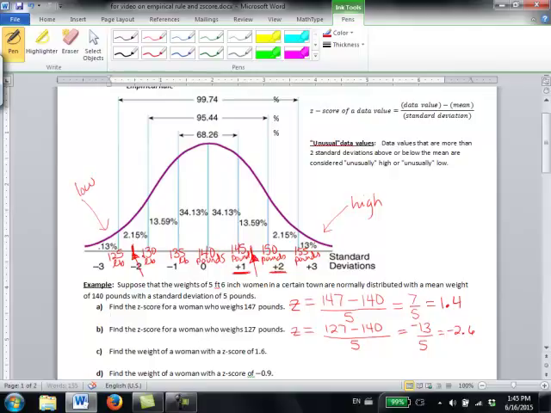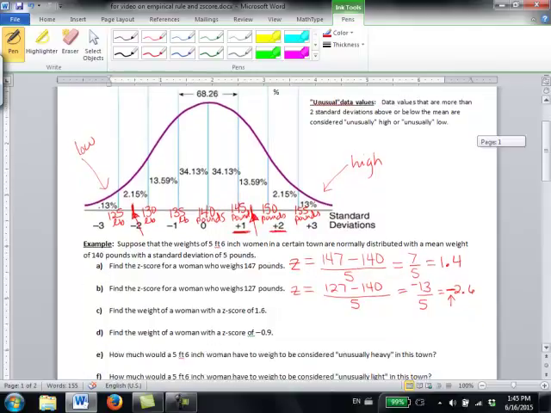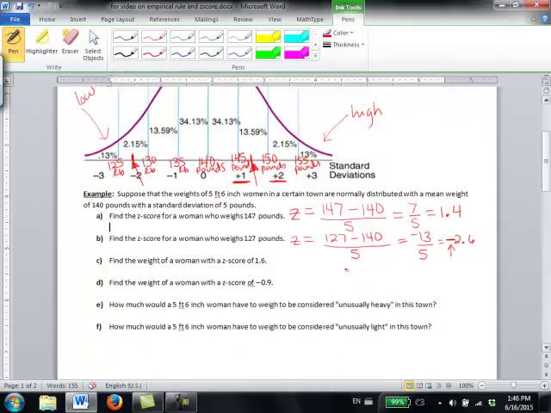Notice she's between 125 pounds and 130 pounds. That's the 127-pound woman. She is 2.6 standard deviations below the mean. That's why she has a z-score that's negative. She falls below the mean. She's less weight than average.